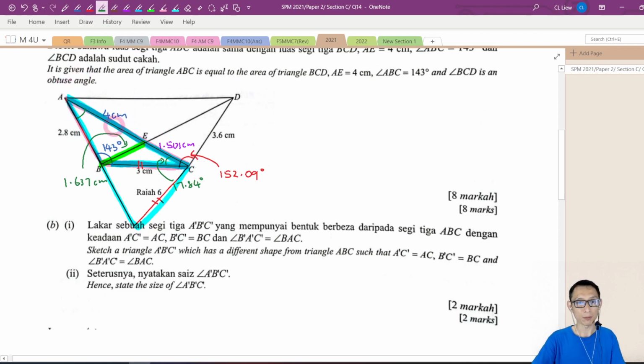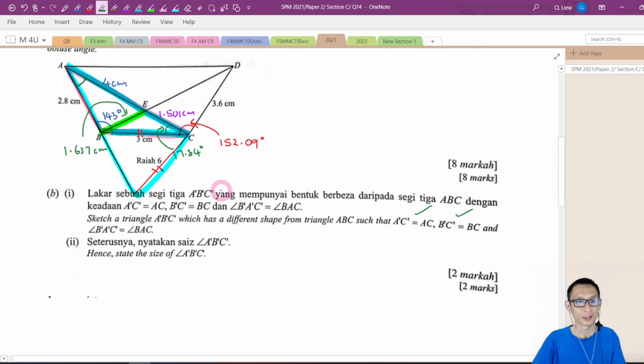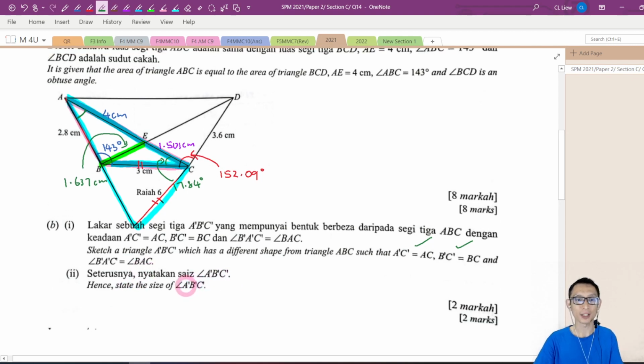A prime, C prime, same as AC, right? Okay, this one no problem. B prime, C prime is equal to BC, yes. This length and this length are the same, no problem. And the angle B prime, A prime, C prime is the same as BAC, yes, correct. So this is the triangle that we need to draw, okay? Now, let us go to the last one. Hence state the size of the angle A prime, B prime, C prime.